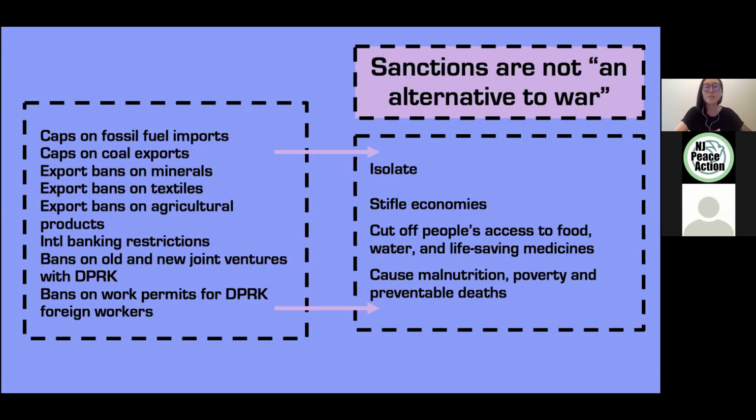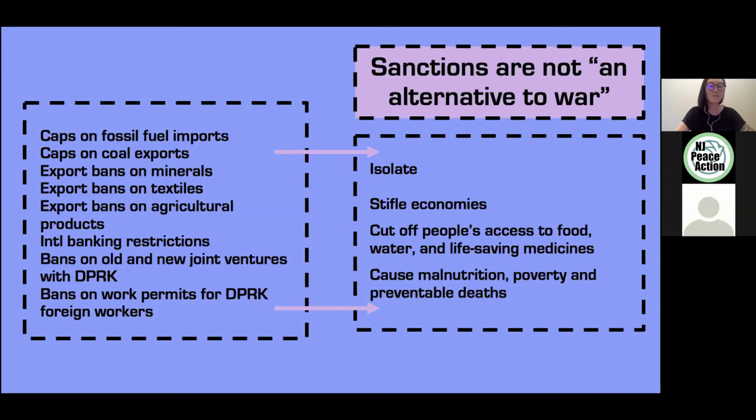International banking restrictions, which Cavan had outlined regarding the US dollar hegemony, bans on old and new joint ventures with the DPRK, as well as a ban on work permits for North Korean foreign workers, which has led to repatriation. What this means is that these kinds of caps and sanctions isolate economies. It stifles the economy's ability to engage diplomatically. It cuts off people's access to food, clean water, life-saving medicines, and then also causes malnutrition, poverty, and preventable deaths.